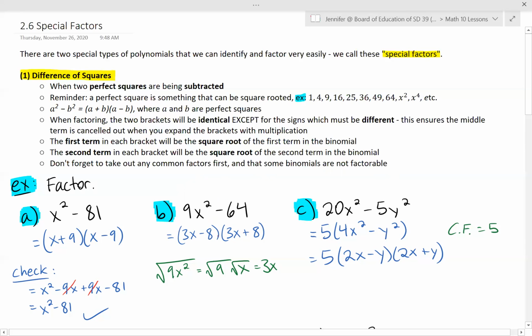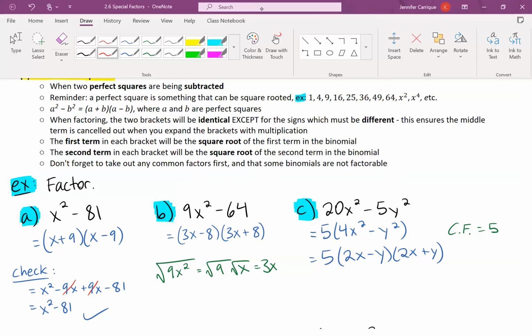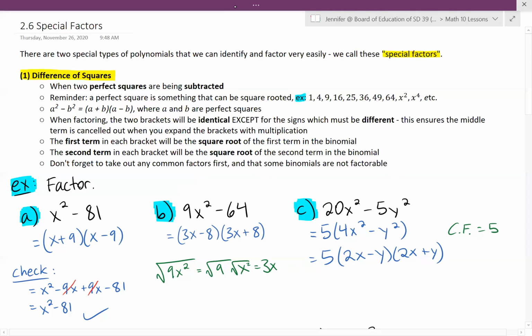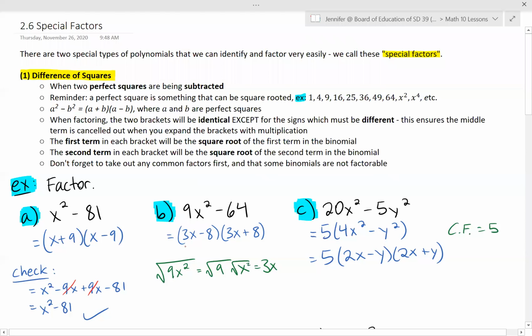The first term in each is going to be the square root of this. The square root of 9x squared is whatever the square root of 9 is, whatever the square root of x squared is. Forgot my square there. So that leaves us with 3x. So the first term in each bracket is 3x, and the second term in each bracket is 8. And one is a minus sign and one is an addition sign.